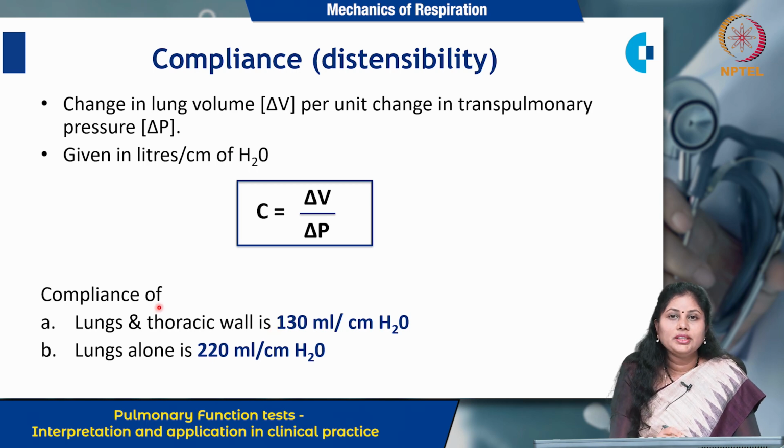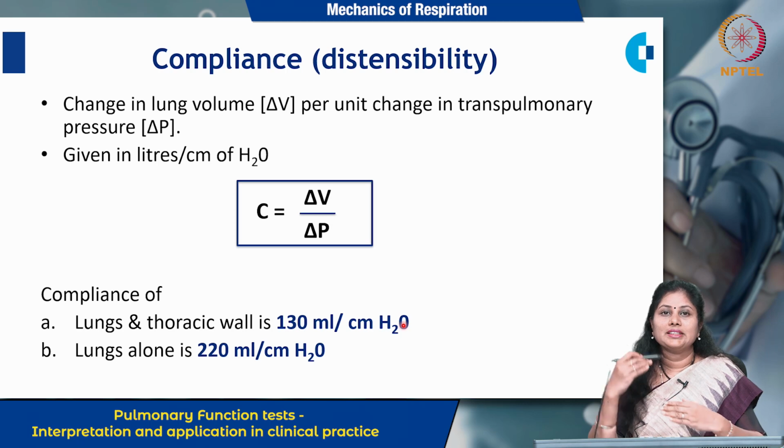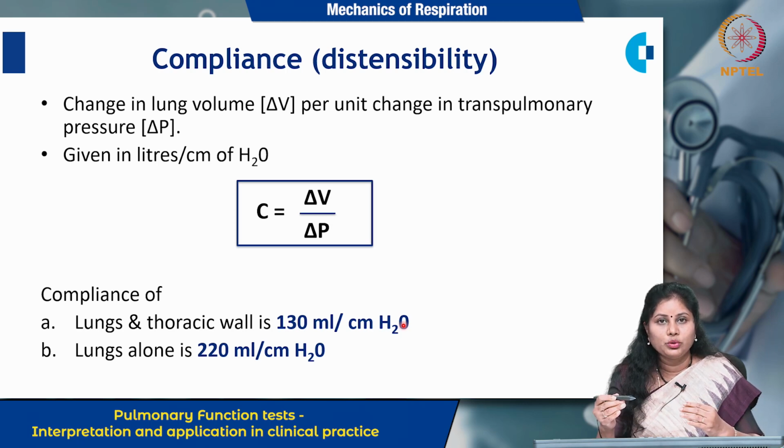If you measure the compliance of the lungs and the thoracic wall together, it comes to around 130 ml per centimeter of water. If you want to expand the lungs, you need to expand the alveoli and the lung parenchyma, the next layer is the pleura, you have to expand the pleura, and then you have to expand the chest wall also. So it requires more effort.